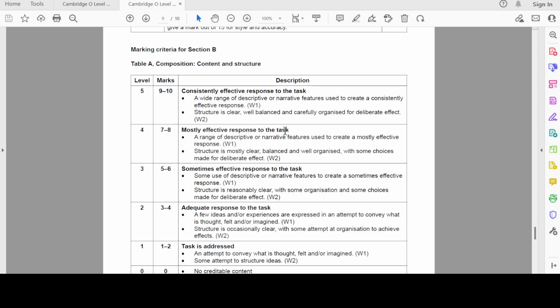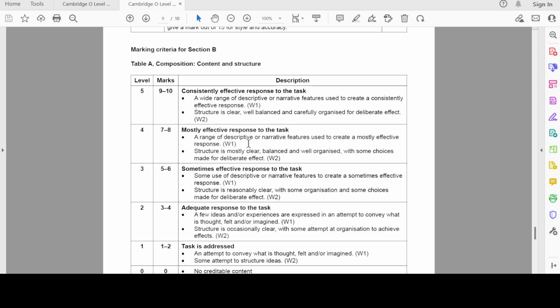mostly effective response to the task, right? So it's almost there, not entirely. A range of descriptive or narrative features used to create a mostly effective response. So, right, the descriptive features, the five senses and the adjectives and adverbs and the appropriate contextual vocabulary, or the narrative features, the development of the plot, and the rising action and the falling action, all of those, right? So some of those features used to create a mostly effective response.